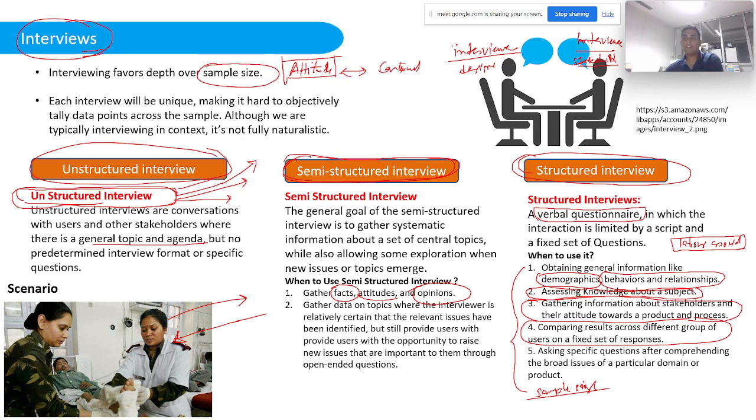In order to prove or validate certain hypotheses. So mostly structured interviews are hypothesis based, and the kind of inquiries are also very objective and sometimes quantitative in nature. However, semi-structured interviews are mostly qualitative.